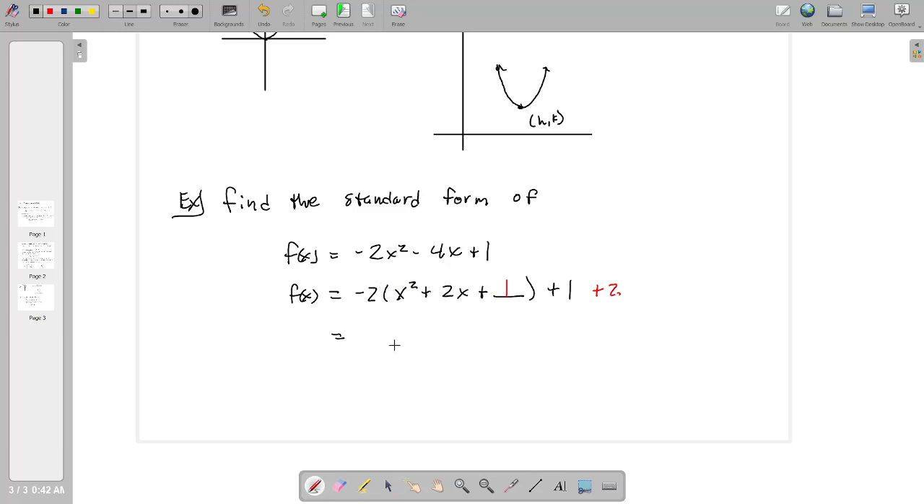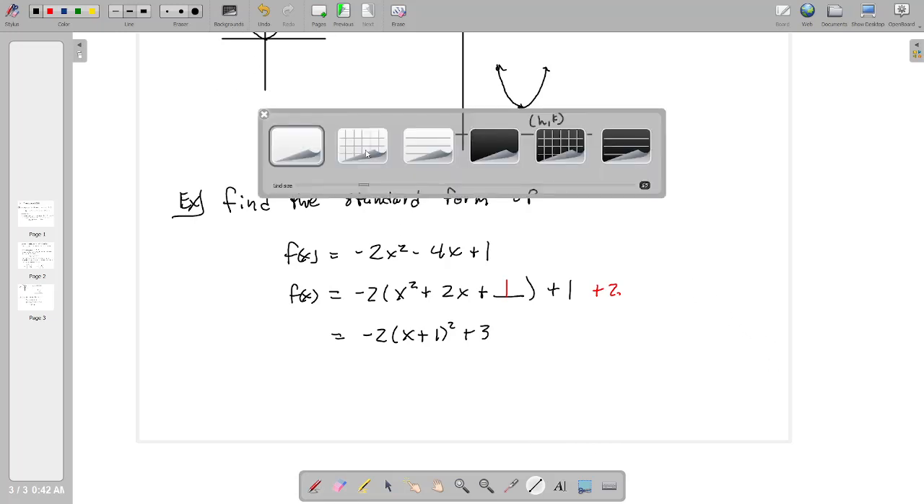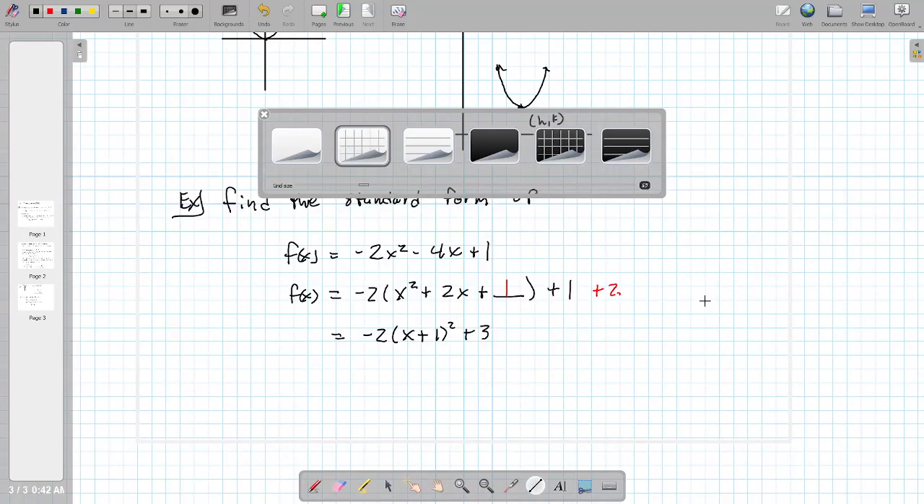This particular one will factor into x plus 1 quantity squared, so we get -2 times x plus 1 quantity squared plus 3, like this. And this is in standard form now. And what I'm going to do next is graph this. I know it's not a part of the problem, but I'm going to graph it anyway.